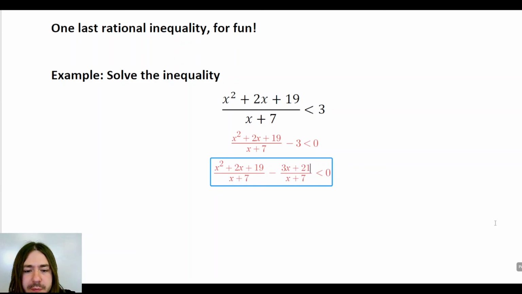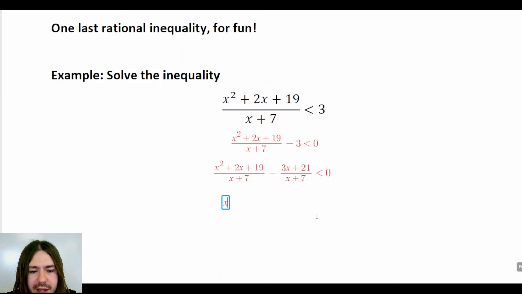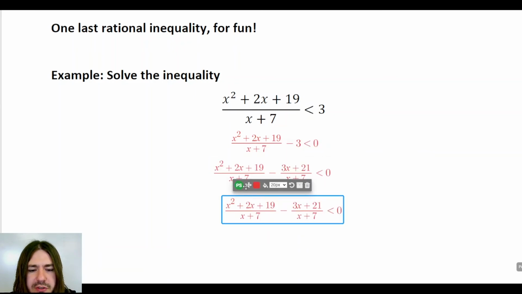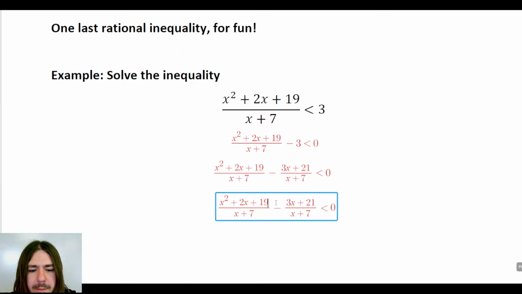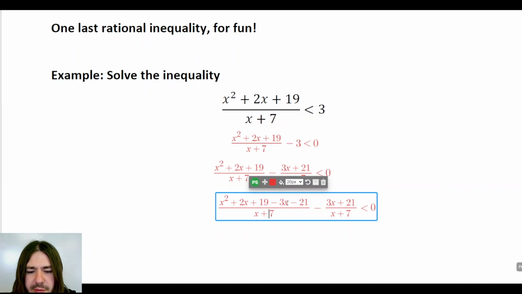All right, so at this point I'm going to go ahead and combine these fractions, and so I get x squared plus 2x plus 19 minus 3x, and again this will be minus 21. This is something we talked about earlier: when we're subtracting this fraction, we do need to subtract every term in that numerator.